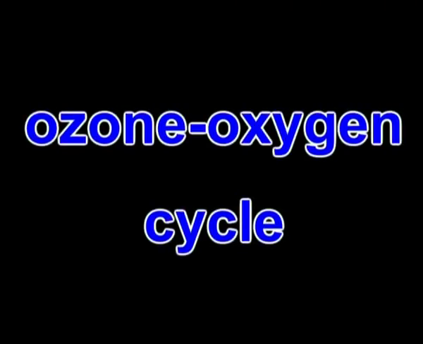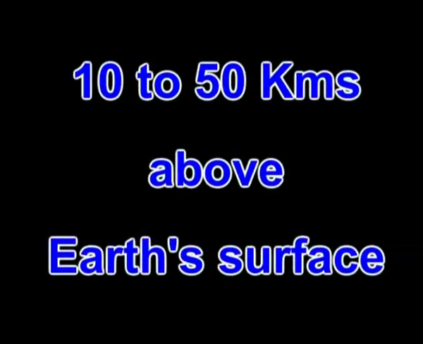Ozone is unstable, and when ultraviolet light hits ozone, it splits into a molecule of O2 and an atom of atomic oxygen, thus creating a continuing process called the ozone-oxygen cycle. This occurs in the ozone layer, the region from about 10 to 15 kilometers above Earth's surface.